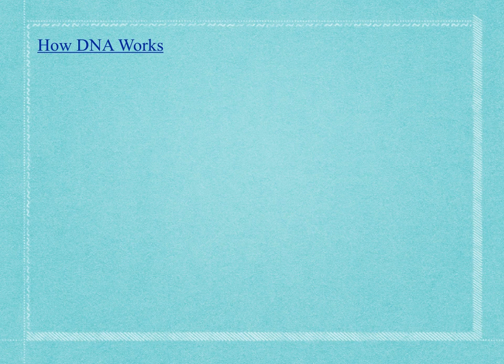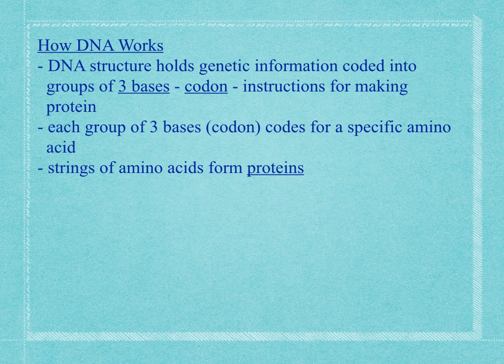Okay, so how does DNA work? Basically what we have with DNA is that it's holding that genetic information, so that code, in groups of 3 bases. And we call those groups of 3 bases a codon. The codons are actually the instructions for making proteins. Proteins make up basically all of your body parts and how they get put together is all dependent on this whole codon business.